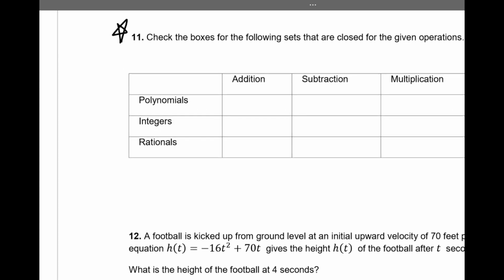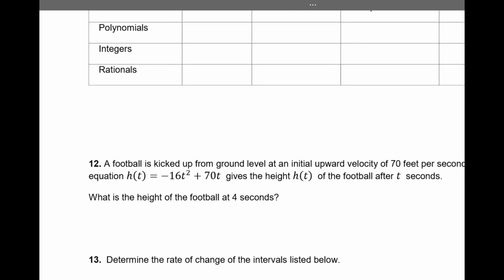A football is kicked up from the ground level at an initial velocity of 70 feet per second. So I'm going to highlight that, 70 feet per second. The equation h of t equals -16t squared plus 70t gives the height h of t of the football after t seconds. We should all be paying attention and making sure that we all have this down. So what is the height of the football at 4 seconds?